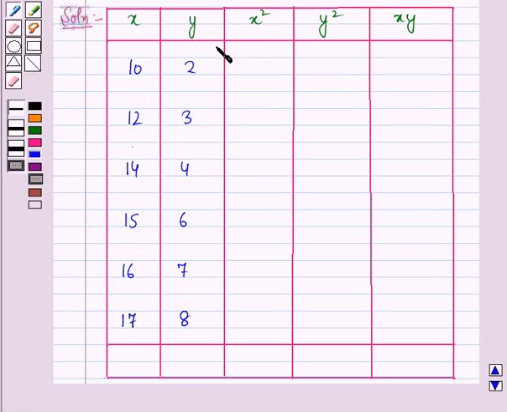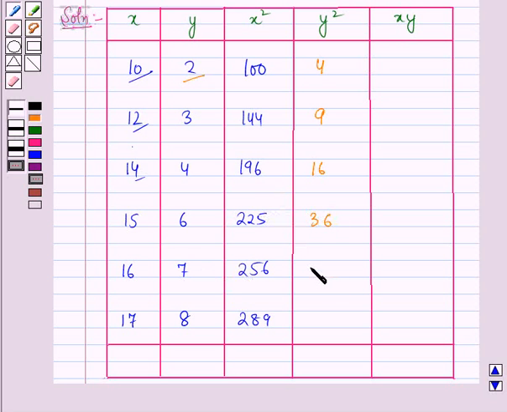Now x square means we will square the different values of x. Now here x is 10, so x square will be 100. 12 square is 144. 14 square is 196. 15 square is 225. 16 square is 256. And 17 square is 289. For y square, we will square the different values of y. Now here y is 2, so y square will be 4, 3 square will be 9, 4 square is 16, 6 square is 36, 7 square is 49 and 8 square is 64.